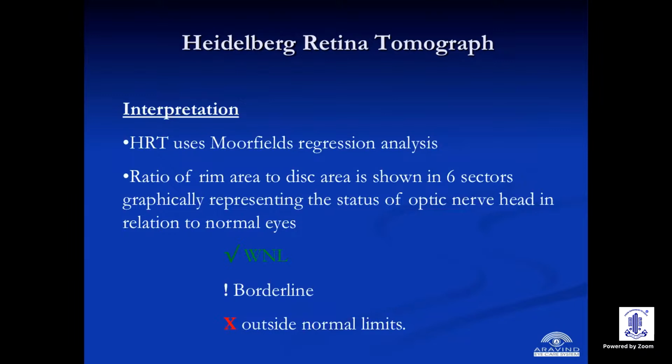So this is another important thing postgraduates should know. HRT uses MRA, which stands for Moorfield's regression analysis, for classifying different sectors of the optic nerve. So you should know that a green tick mark denotes a normal area, and a red cross an abnormal area.